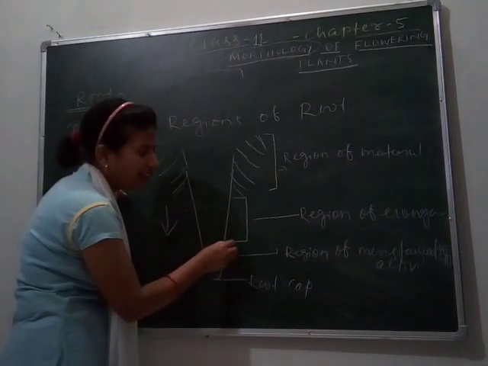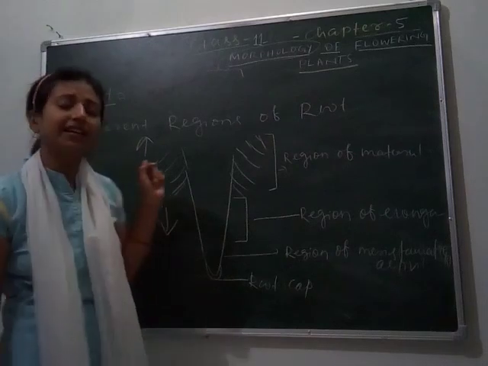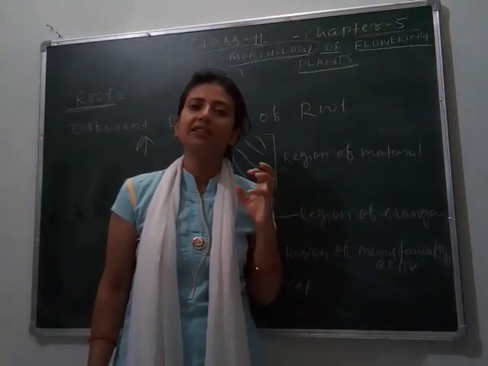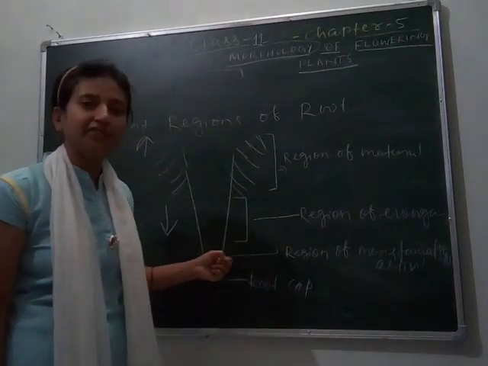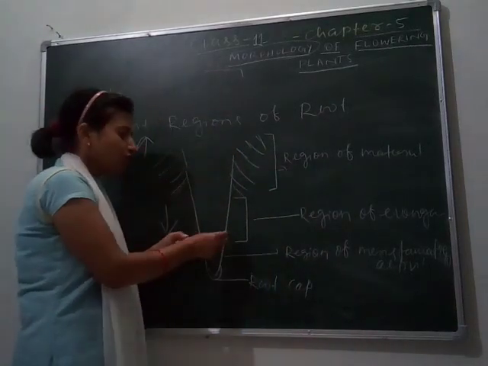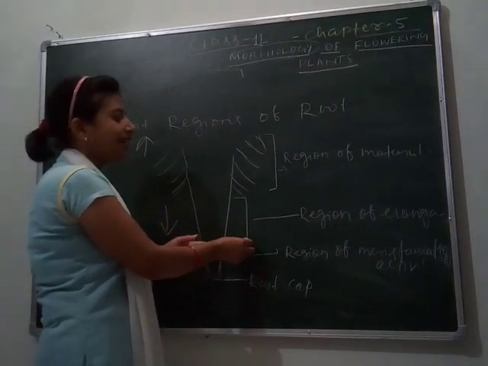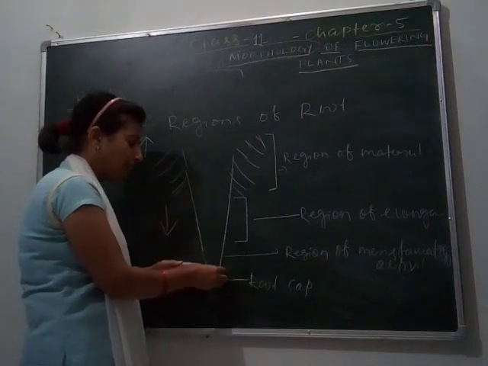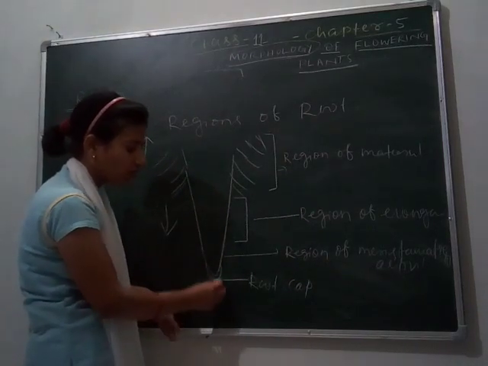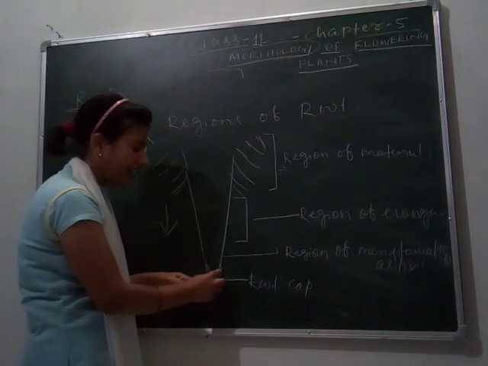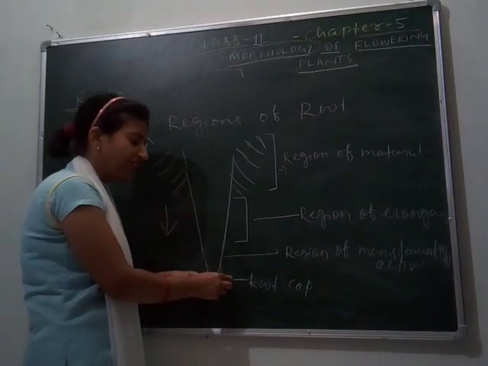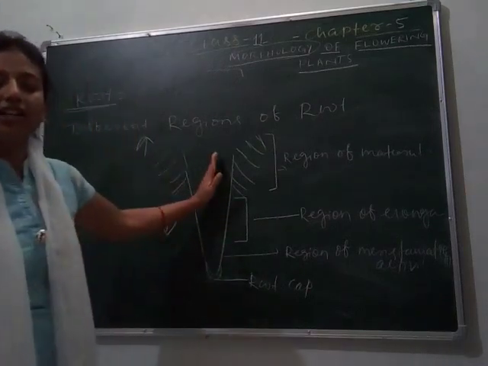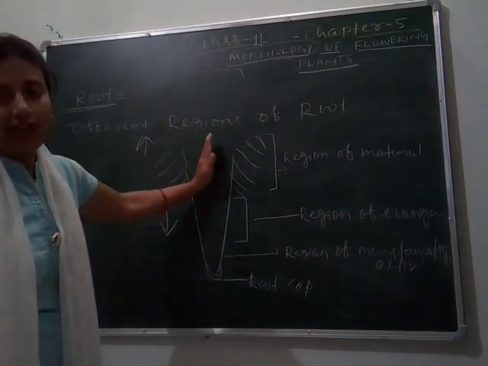Next is the part called meristematic activity. As you know, meristos is a Latin word. Meristos means division. So here cell division occurs continuously, due to which it gets elongated. Due to cell division, the part gets elongated and the elongated part gradually gets matured, and the process goes on. When the root elongates, again the part gets converted into the region of elongation, then the region of maturation. So these are the parts of a tap root system.